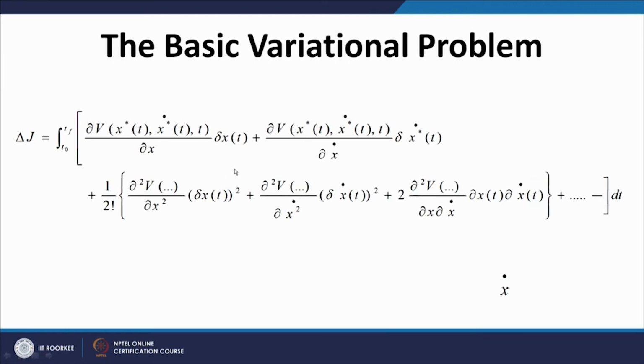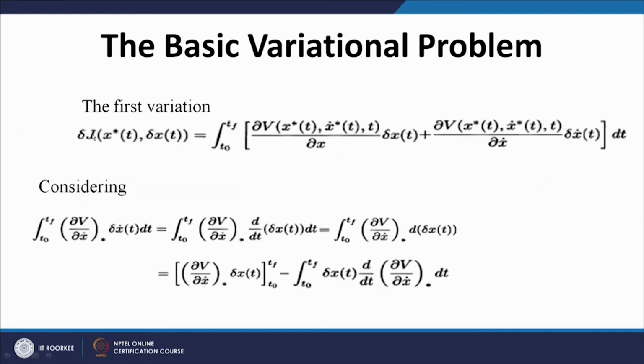The first two terms represent my first variation, and this represents my second variation. So, I can write my first variation as delta J equal to del V by del x delta x plus del V by del x dot delta x dot. So, the first variation will have two terms, one in delta x of t form, the other as the coefficient of delta x dot of t.